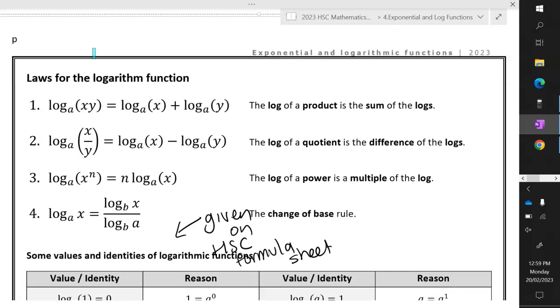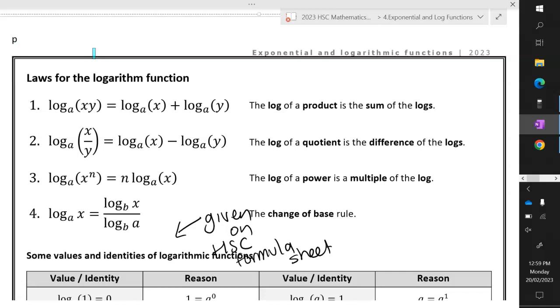This fourth one is given to you on your formula sheet. It's the change of base rule. Now this one is really good. If we have a base here that is not a base e and we want to work in base e, we can change that to a base e by making where these b's are an e, and our x is on the top, our a is on the bottom, and it just changes that base from an a to whatever we pop in here, but generally that will be an e.